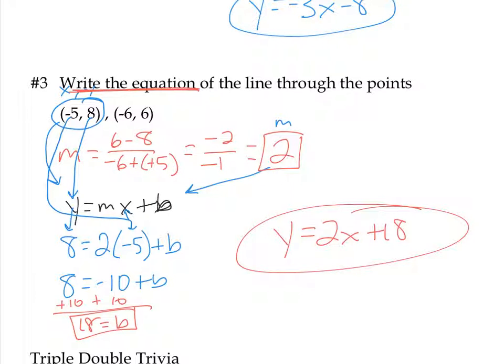You could check this as well by plugging in a point. I would say it might be good to plug in negative 6 comma 6. We want to make sure all the points work. So if I plug negative 6 and 6 in for the x and the y here, I'll get 6 for y equals 2 times negative 6 plus 18. It's a little sloppy there. Let's make that 18 a little clearer. So that's 6 equals negative 12 plus 18. That's 6 equals 6. That seemed to work.